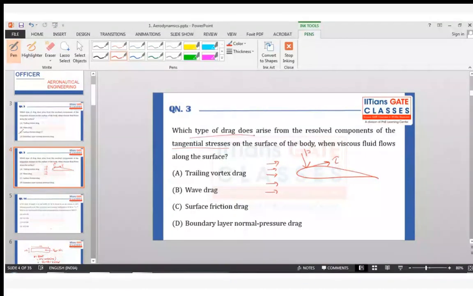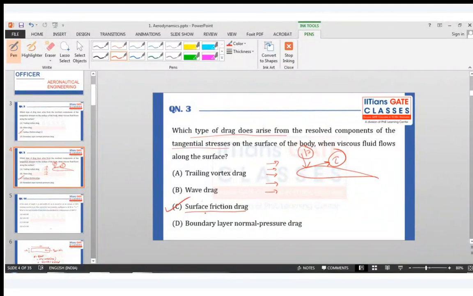So they're asking which type of drag arises. The best way of doing this is to try to eliminate the options. Trailing edge vortex: no, it doesn't come from this. Wave drag also doesn't come from this, because wave drag comes from the shock wave. Surface friction drag: yes, this is the one which comes from the shear stress. And the last one is boundary layer normal pressure drag; normal pressure drag is actually because of the normal component. So the correct answer would be C.